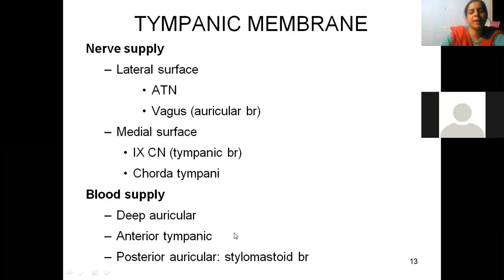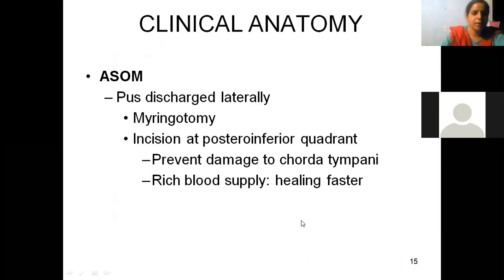Blood supply: tympanic artery. Regarding clinical anatomy, sometimes there is a middle ear infection called otitis media. In otitis media, the tympanic membrane will be ruptured and pus will ooze out into the external acoustic meatus.